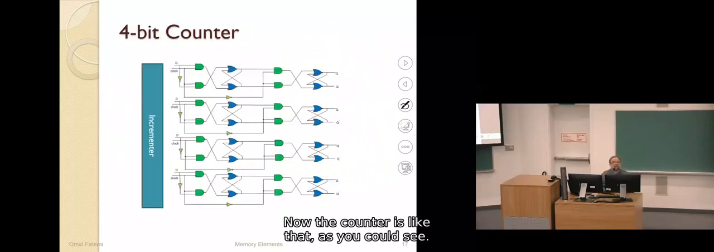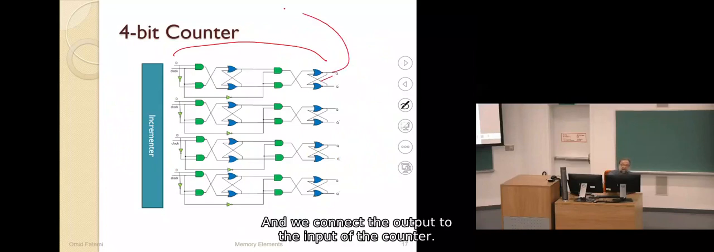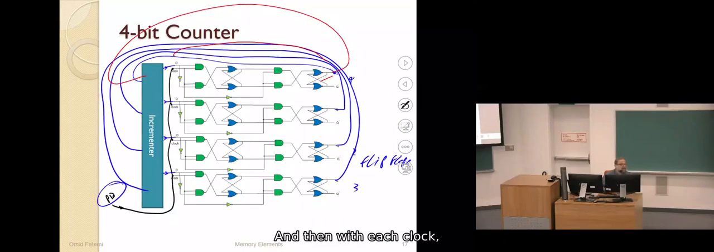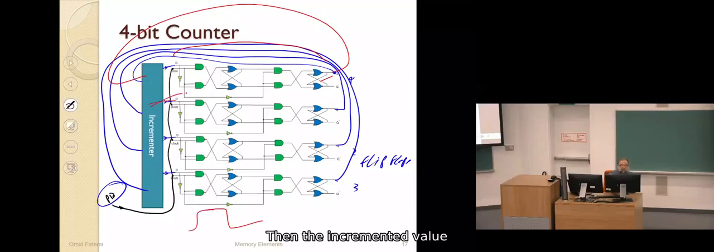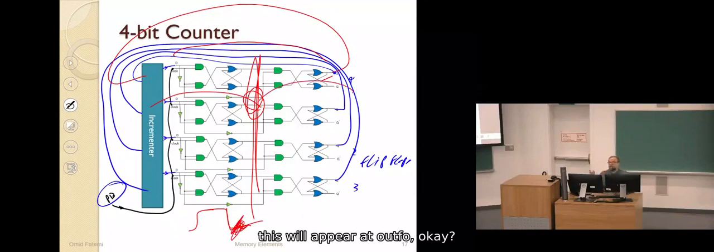Now the counter is like that. As you could see, we have master-slave flip-flops, and we connect the output to the input of the counter, and the output of the counter goes to D, something like that. And then with each clock, when we put clock, it is 1, then the incremented value comes forward to this part, and it stays there as long as the clock is 1. When the clock goes to 0, at this time, this will appear at the output, and so on. Okay?